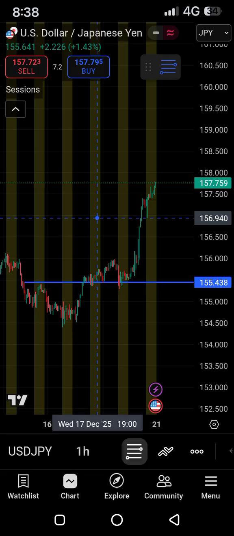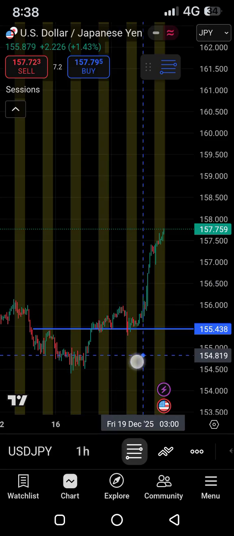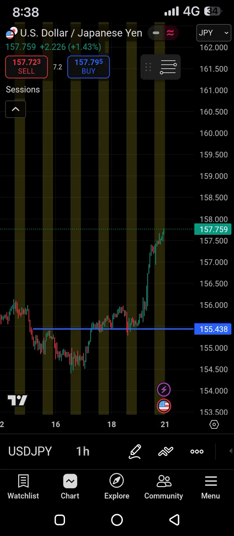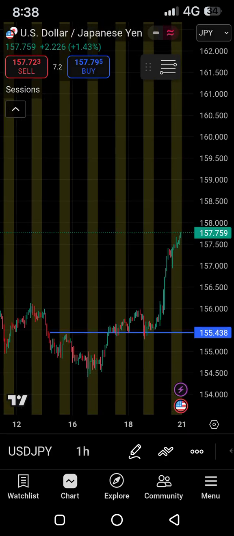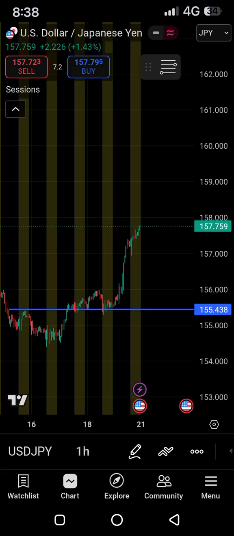So basically, this was your whole entry. Okay, so you would have put your buys here. This is where I would have put your buys, and then the TP would have been just above.